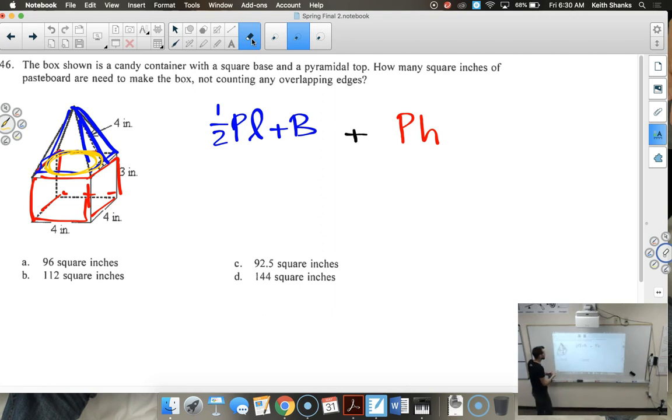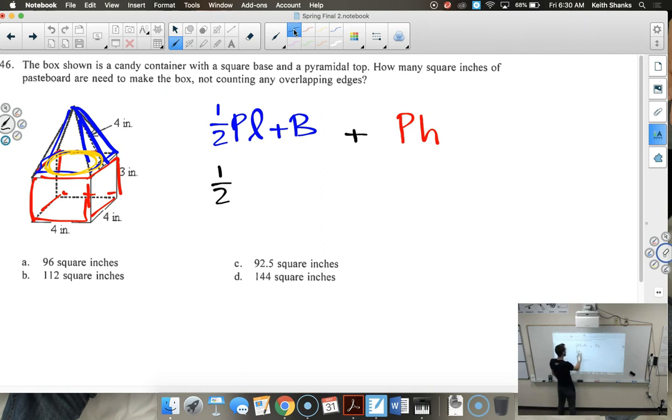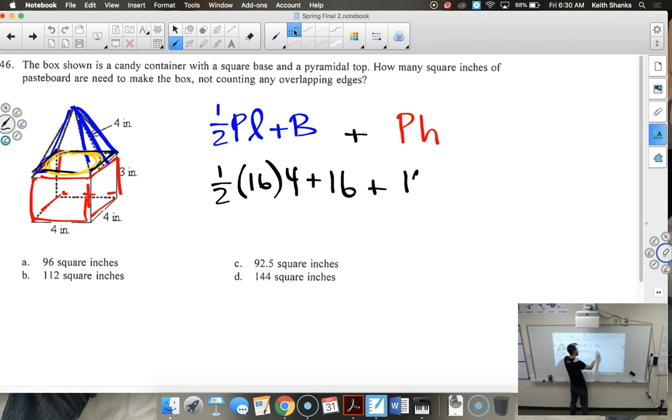And then I'm just going to plug into my formula. Everything else works the same. So really nice. You have 1/2 the perimeter of the base, which is 16: 4 plus 4 plus 4 plus 4. The slant height is 4. The area of the base is the area of any of these bases. They're all squares, so 4 times 4 is 16. Plus the perimeter, which was the same as over here. And then the height of my box is 3.